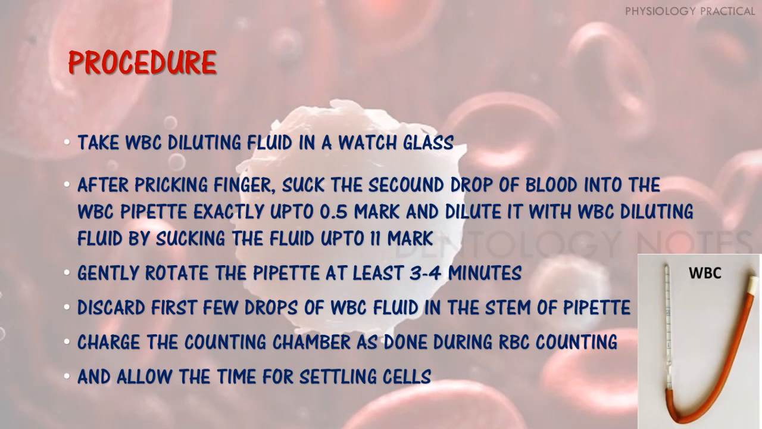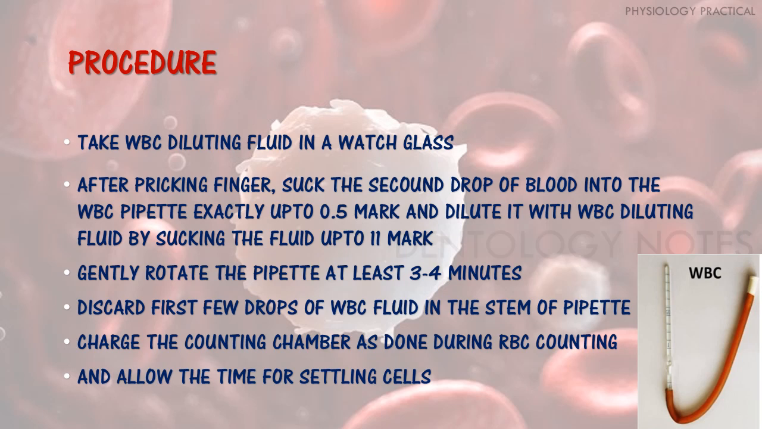Procedure: take WBC diluting fluid in a watch glass. After pricking the finger, suck the second drop of blood into the WBC pipette exactly up to the 0.5 mark and dilute it with WBC diluting fluid by sucking the fluid up to the 11 mark. Gently rotate the pipette for at least 3 to 4 minutes. Discard the first few drops of fluid in the stem of the pipette.